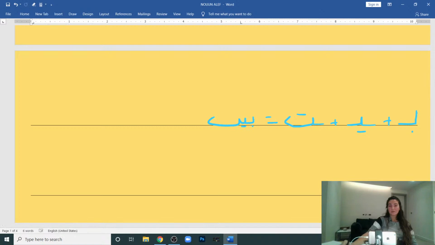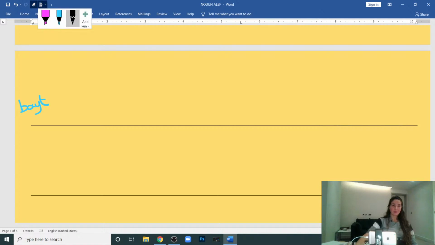Bayt. You see, I'm not removing my hand when I'm writing it, so it's bayt. But if I want to write the word biyut, which is the plural of bayt, it won't look the same, of course, because it will have a waw. So yalla, write with me.